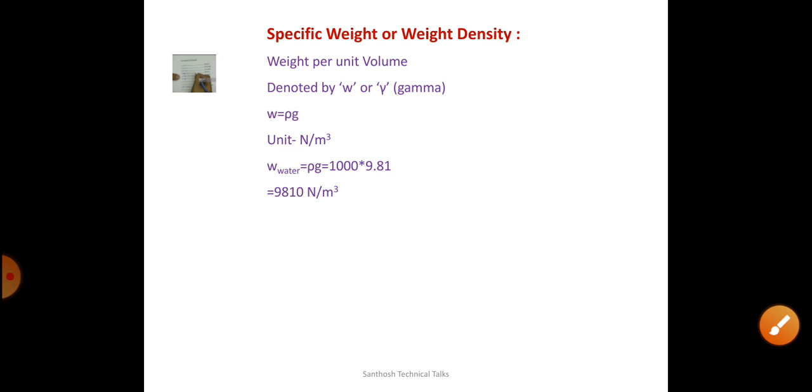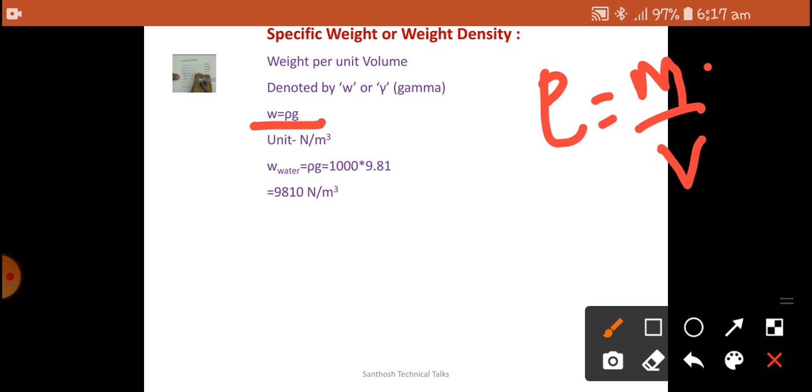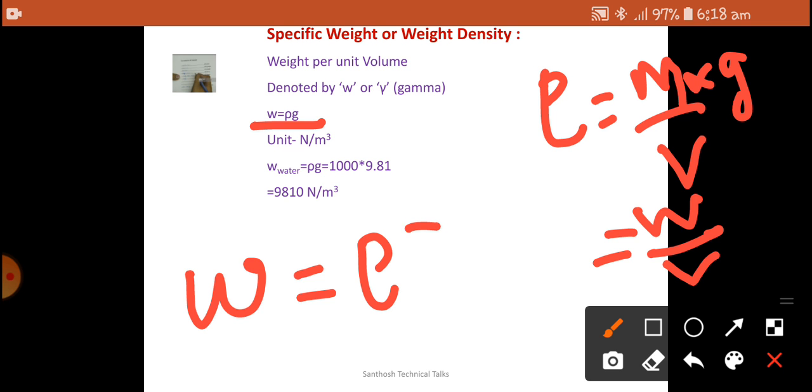Next one is the specific weight or weight density. What is the weight density? It is gravity multiplied by the density. That is nothing but specific weight, which is rho into g. We know that density is equal to mass by volume, so mass multiplied by the gravity, therefore, it is called weight by volume. So small w, the specific weight, is equal to rho into g.